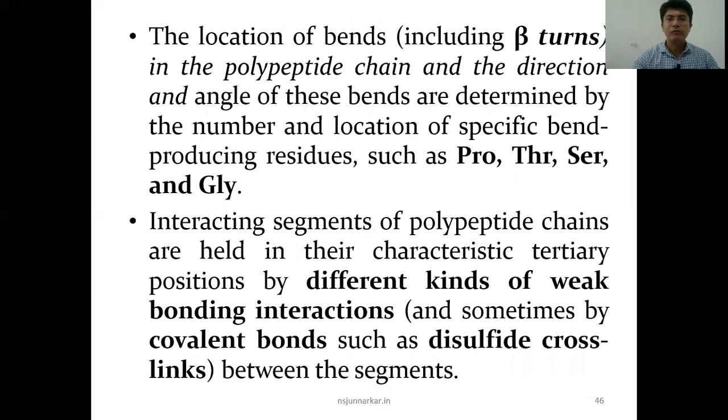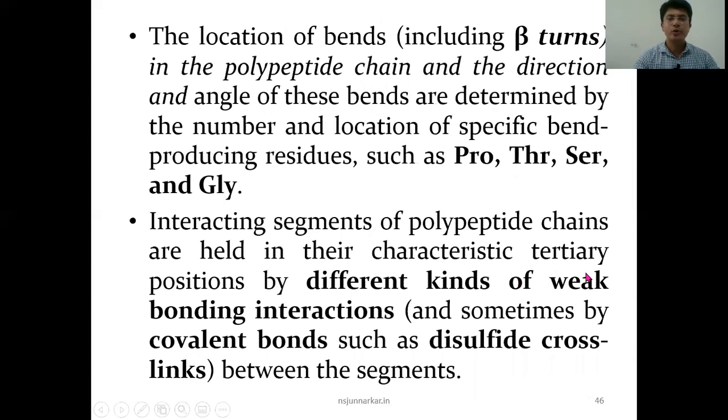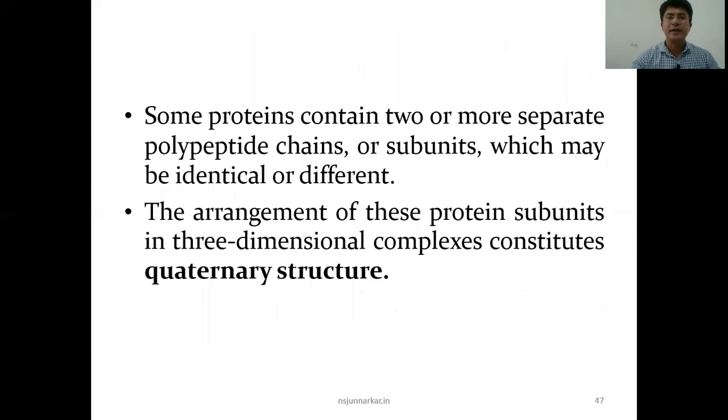Further folding can occur, and amino acids like proline, threonine, serine, and glycine contribute more to such interactions. Different kinds of weak bonds such as hydrogen bonds, ionic interactions, and disulfide cross links, which are covalent bonds, can also contribute to the stability of the tertiary structure. If two polypeptide chains are connected to each other through non-covalent or covalent bonds, it gives rise to the quaternary structure. So this was about the structure of proteins.